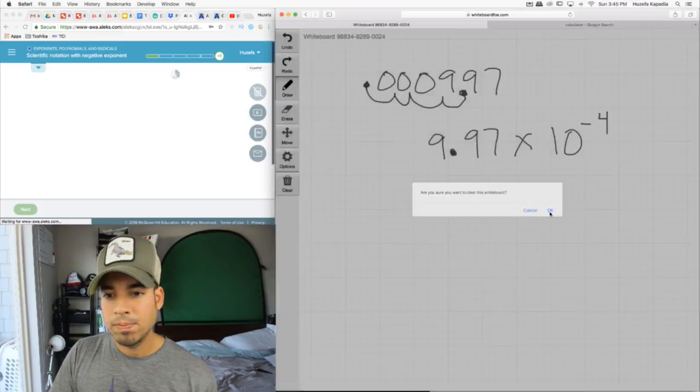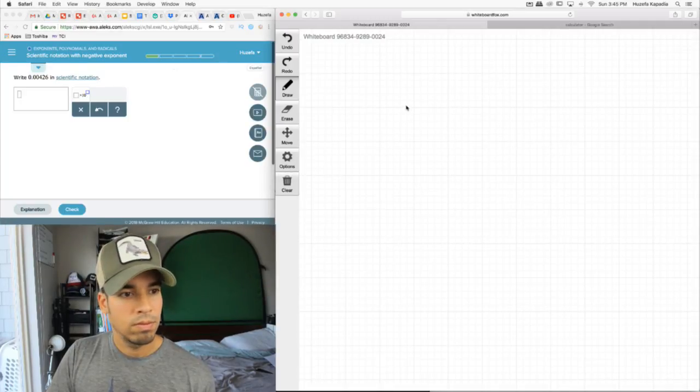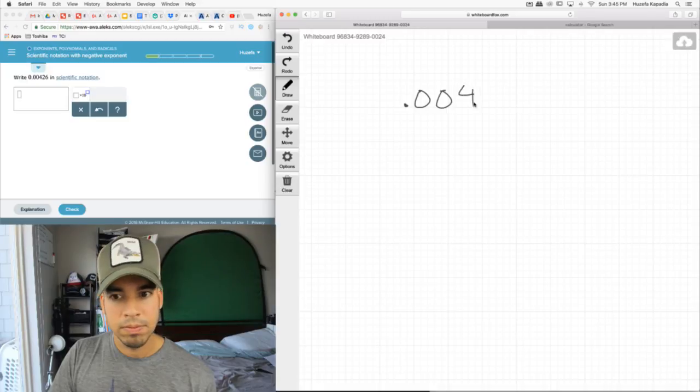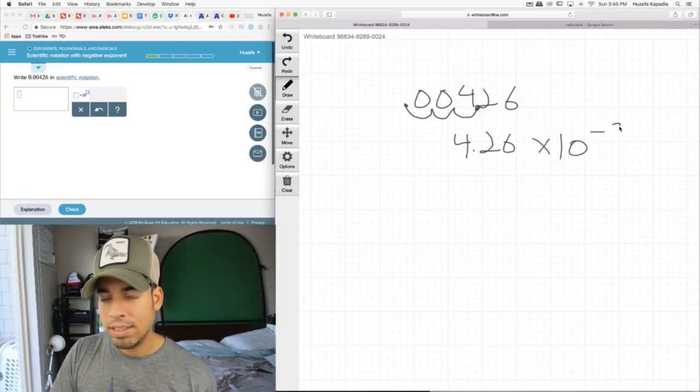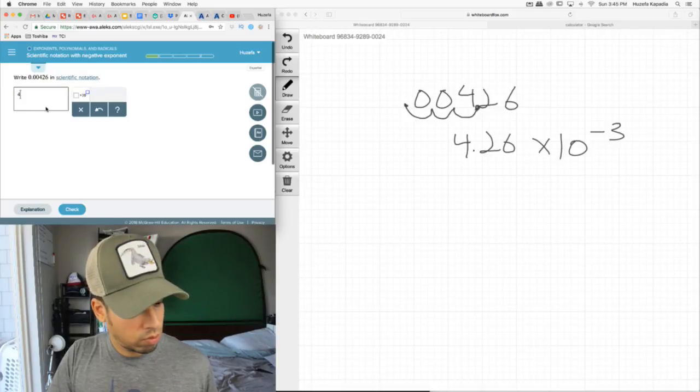Next. So I'm going to move the decimal once, twice, 3 times. So I got 4.26 times 10 to the negative 3rd, because I moved it 3 times.